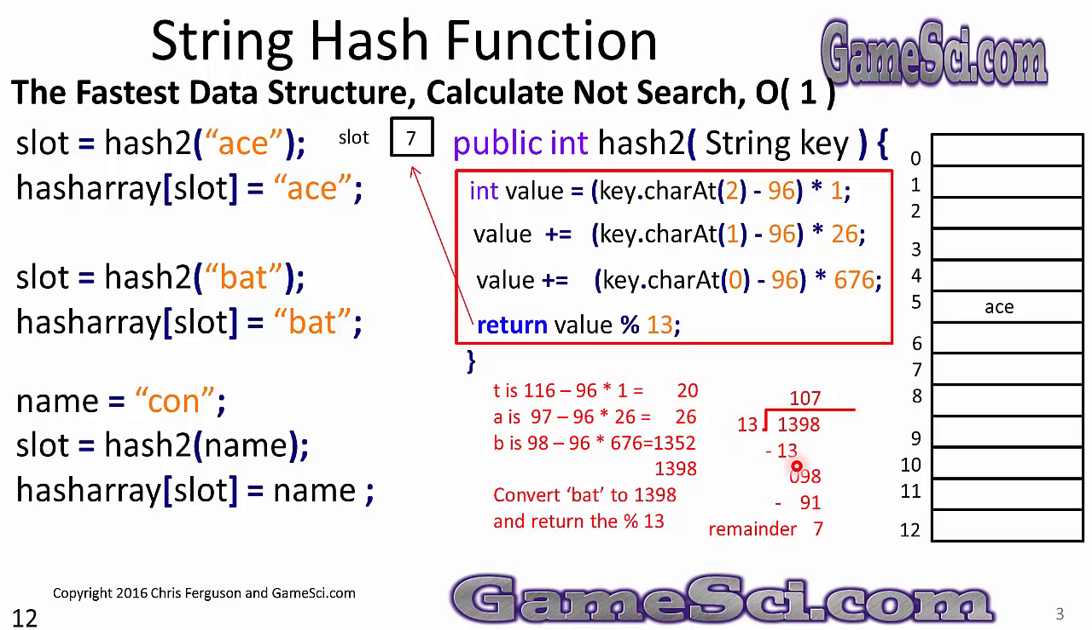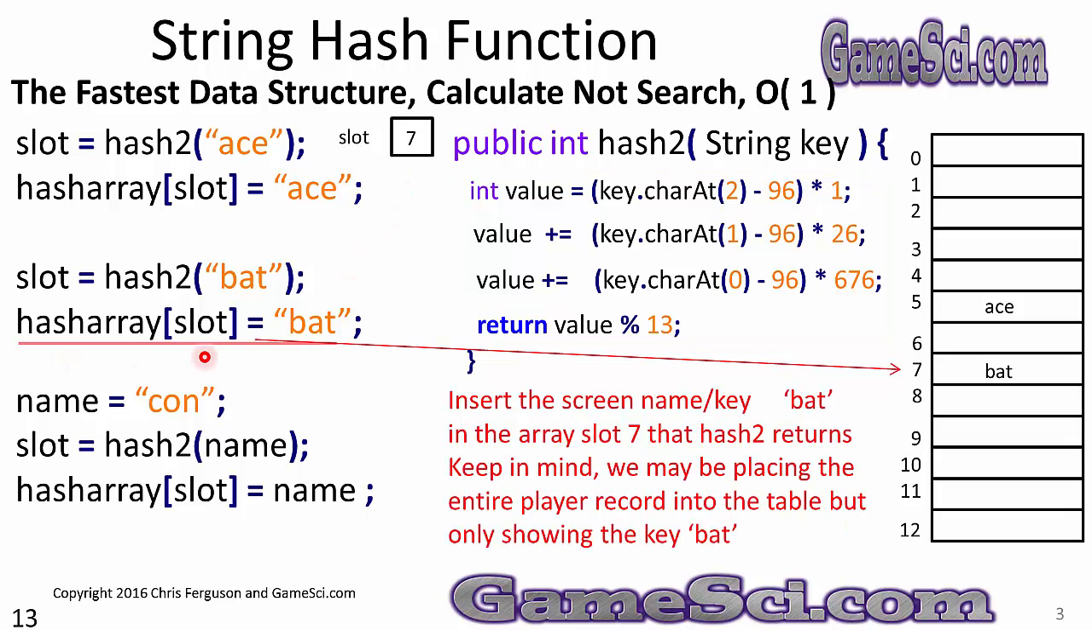13 goes into 13 one time with a remainder of 0. So I drop down the 9 and put a 0 above the 9 because 13 doesn't fit into 9. I drop down the 8 and create a 98, and it turns out 13 goes into 98 7 times. 98 minus 91 is a remainder of 7, and I say I need to store bat in position 7 of this hash table. So I will return the value 7 and assign it to the slot variable.